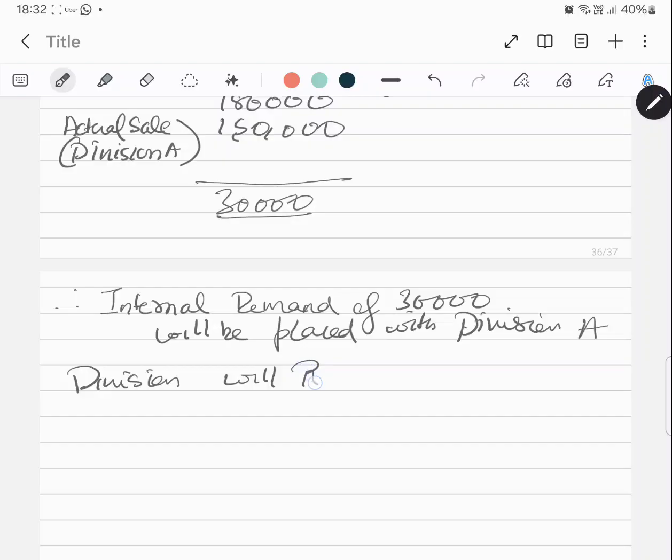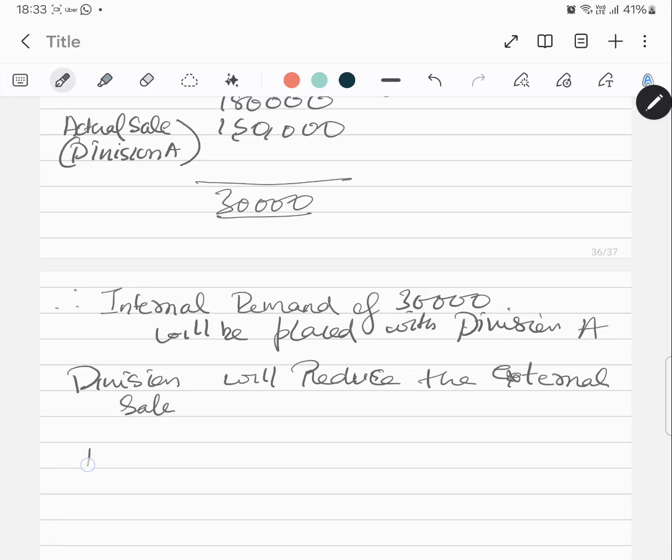will reduce the external sales, right, external sales. So if division A has to sacrifice its external sales, then how much profit will it have to sacrifice, or how much contribution will it have to give up?